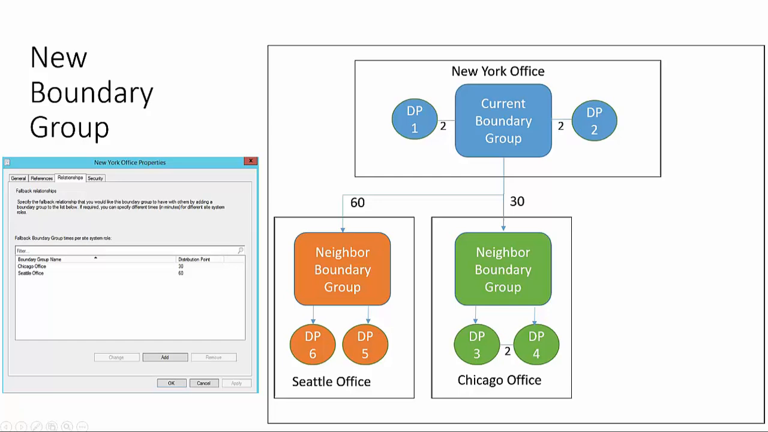When the client is part of multiple boundary groups, say overlapping boundaries, which is supported for content distribution, the end result in that scenario will be a union of all the boundary groups, which will really expand the list of available neighbors and more distribution points to look for the content.